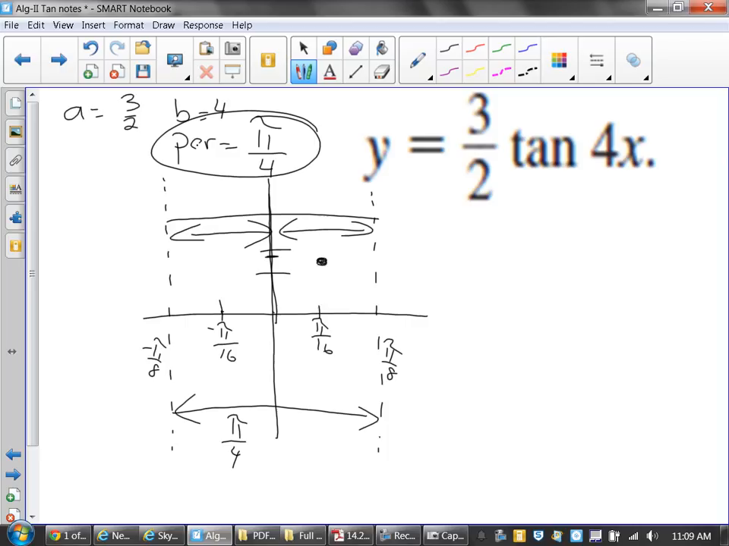Since my A value is positive, I know that I'm increasing. I know it goes through the origin. I know that at negative pi over 16, it's going to occur here at my negative 3/2. And that's my curve. Tangent is sectioned off by halfway points.